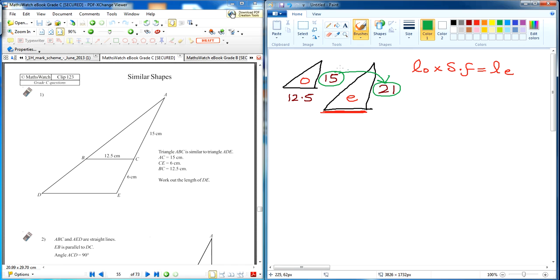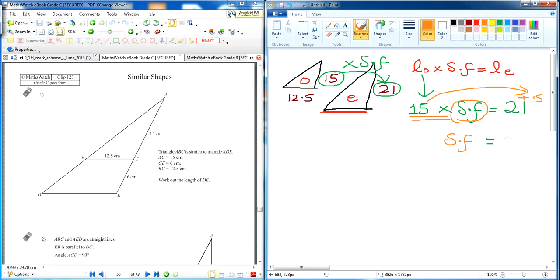So it has increased by a scale factor. We multiplied it by a multiplier. So the length of the original is equal to what? 15. Multiplied by the scale factor, which we don't know for the moment. And that will give us the length of the enlarged, which is equal to 21. Now, if you want to work out the scale factor, Honey, what do we do? Divide. Opposite of times by 15 is divide by 15. So the scale factor is equal to 21 divided by 15.